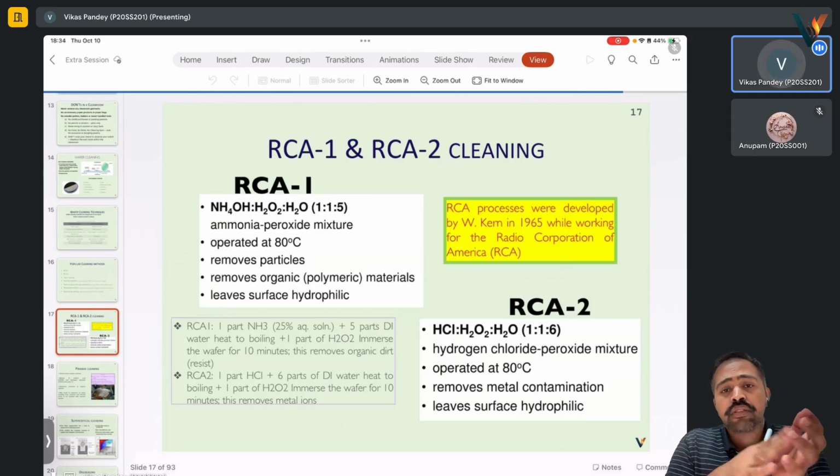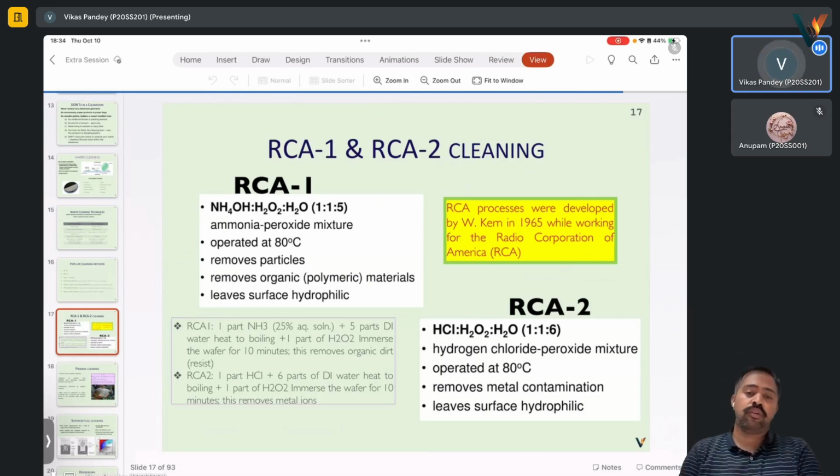This process was developed by W. Kern in 1965 while working for Radio Corporation of America. That's why it's called RCA, although nowadays it is even called SC1 and SC2, standard cleaning process 1 or 2. Okay, then the second part, that is RCA2, in which HCl, hydrogen peroxide and water are mixed, again operated at 80 degrees Celsius.